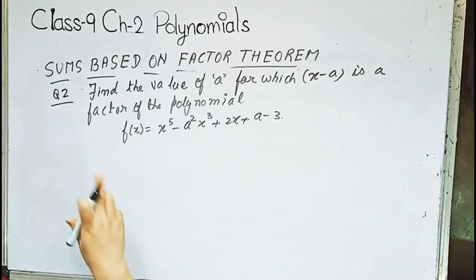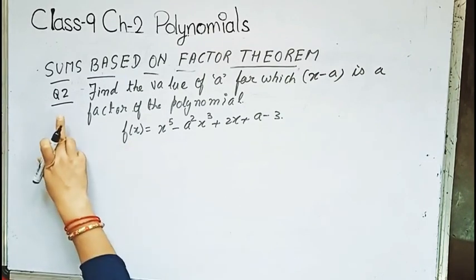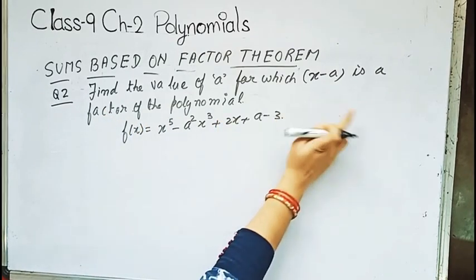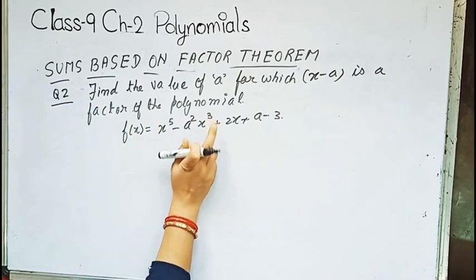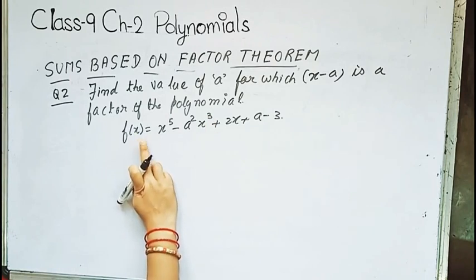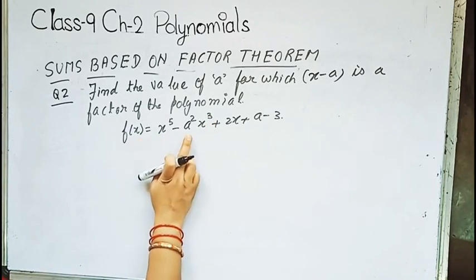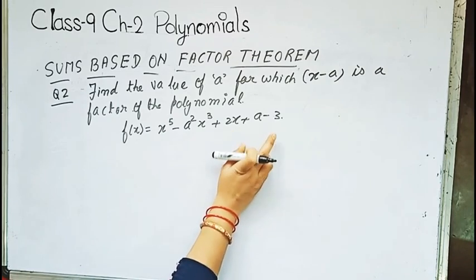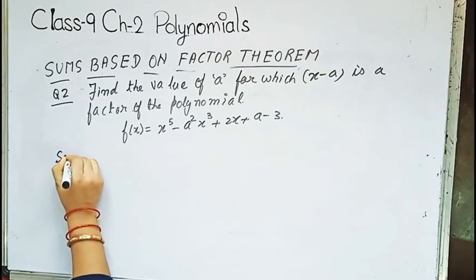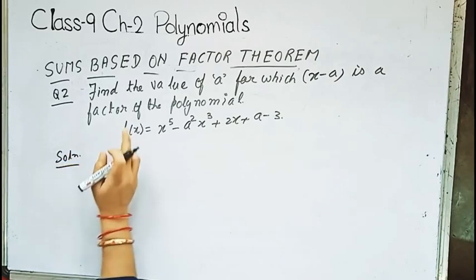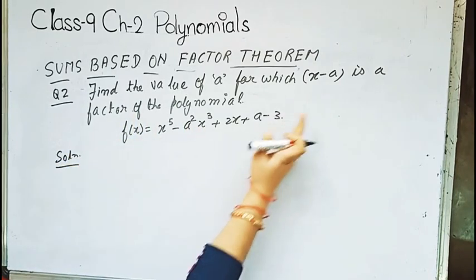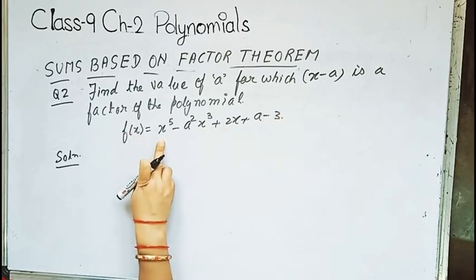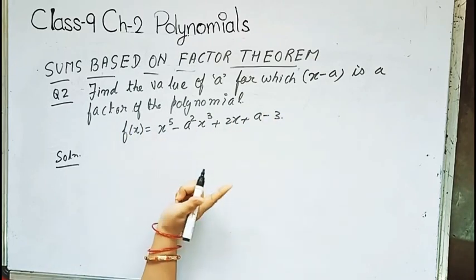Let us go to the next type of sums of the factor theorem. Question number 2 says: find the value of a for which x - a is a factor of the polynomial f(x) = x⁵ - a²x³ + 2x + a - 3. Now in the solution, the question is saying that this is a factor of f(x). If this is a factor of the given polynomial f(x), then obviously the remainder is 0.